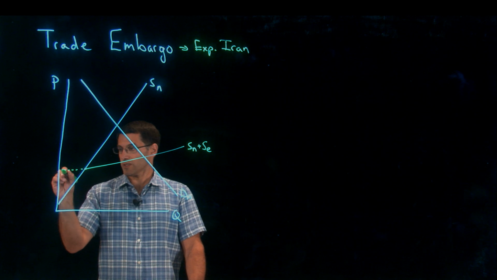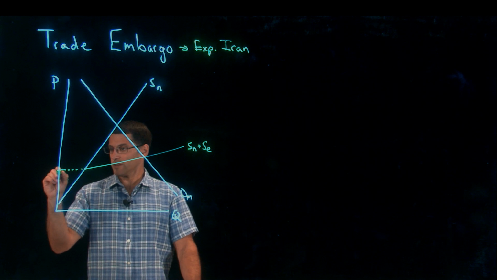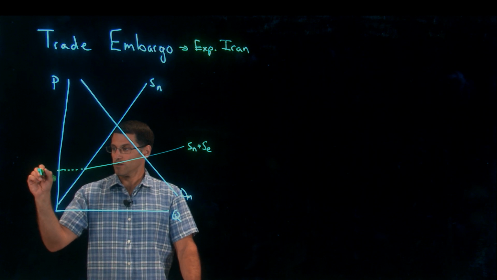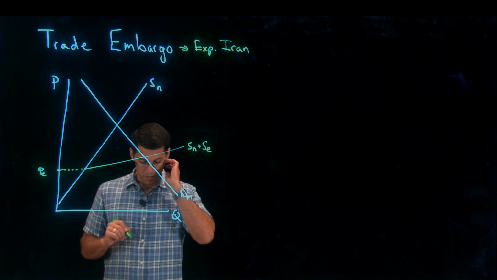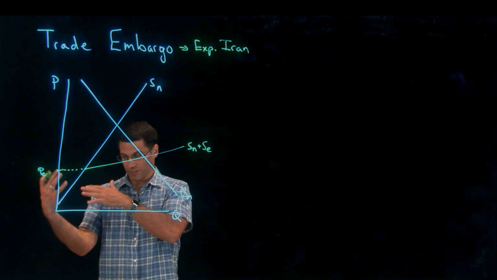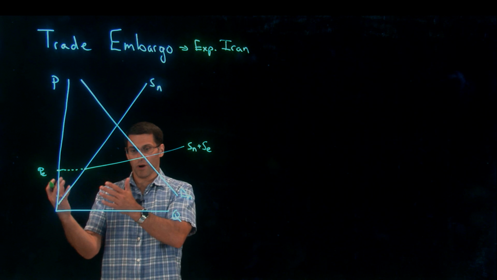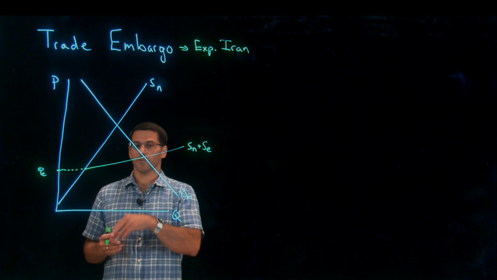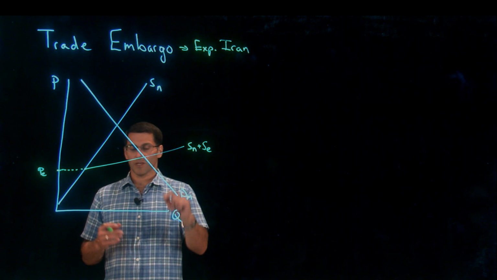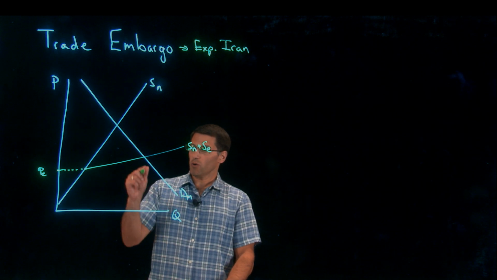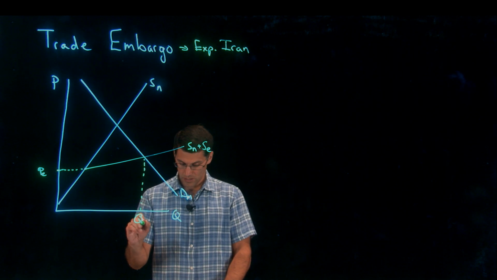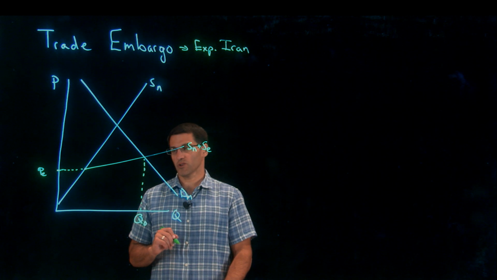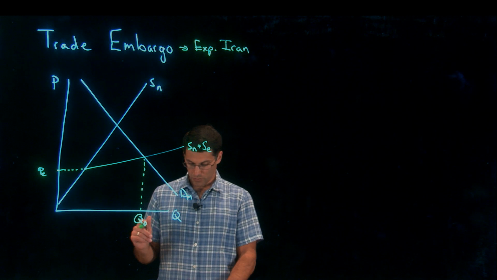And if you look at this price here, that would really be the domestic autarky price for the embargoing countries in these markets. Okay, so that's where their supply curve starts. So without the embargo, our equilibrium would be here. Okay, and we'll label that Q0, following the book, and the price here would be P0.